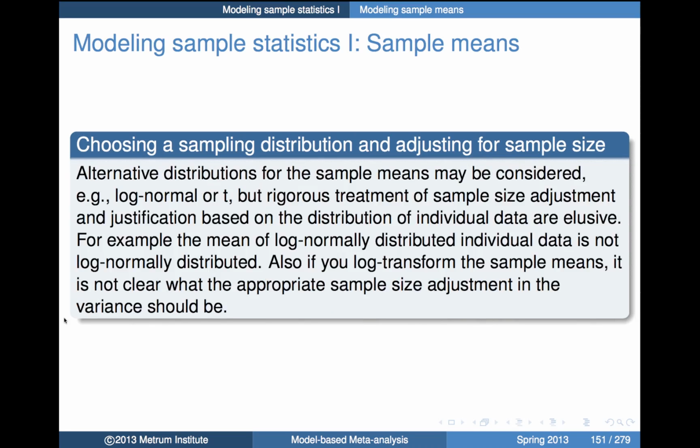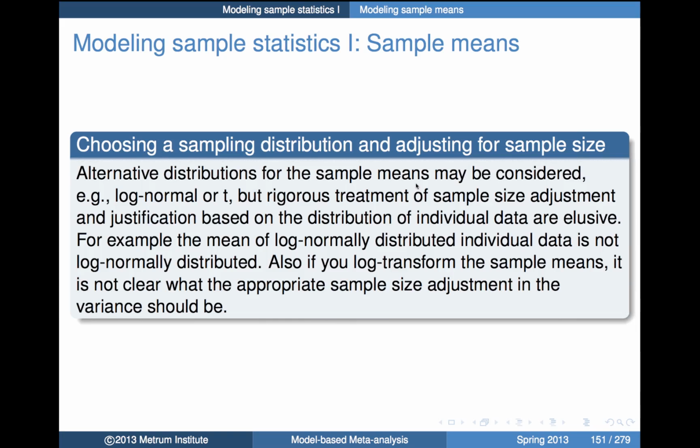Here I'm just commenting that some alternative distributions for sample means might be considered, things like log normal, to deal with something that's always non-negative, or maybe a t-distribution if you want something that's robust to outliers, where that ends up being a little tougher to deal with in terms of adjustments for sample size. So I comment here that rigorous treatment of sample size adjustment and justification based on the distribution of individual data are, as I say here, elusive.